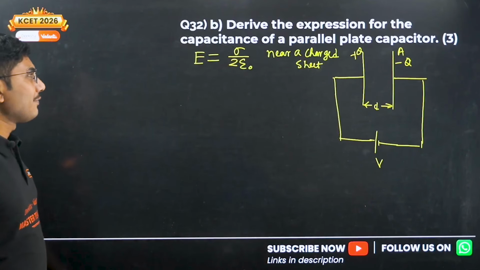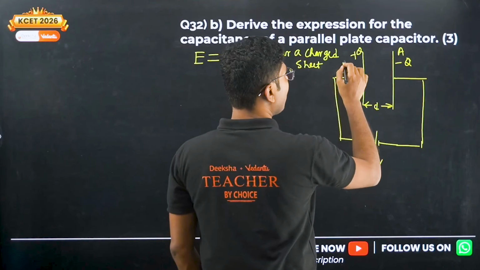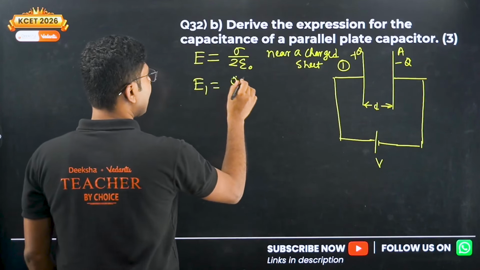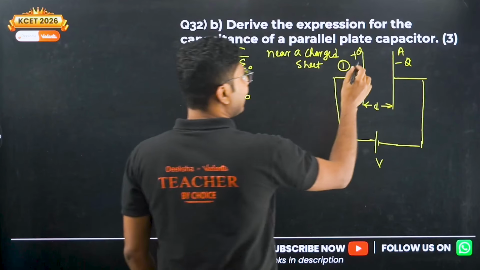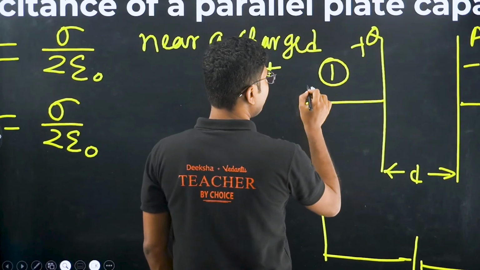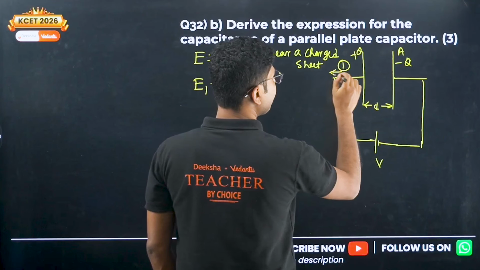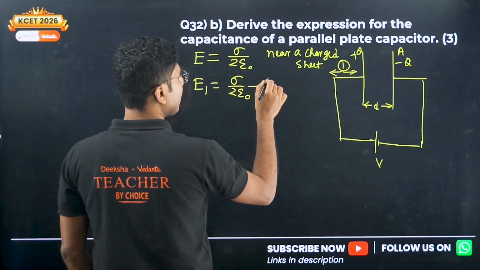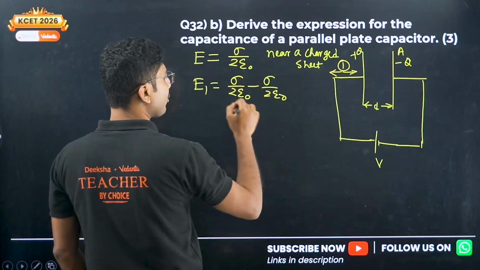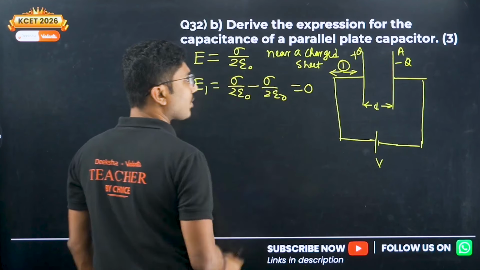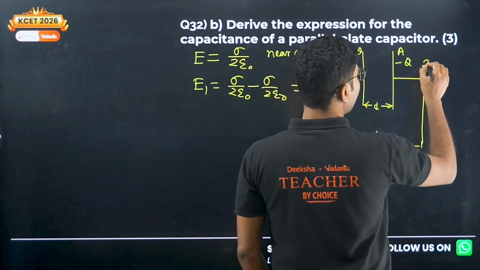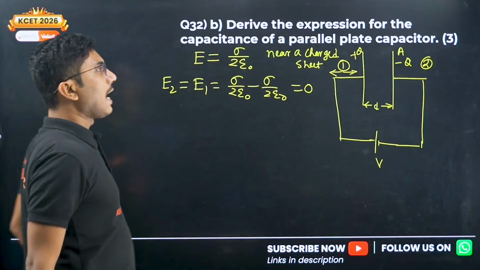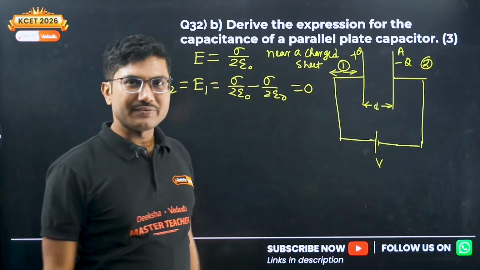Okay, now electric field here, if you consider zone number 1, the electric field in zone number 1 is given by sigma by 2 epsilon naught due to this positive charge, which will be away from it. Similarly, the electric field due to this negative charge will be towards it. So sigma by 2 epsilon naught minus sigma by 2 epsilon naught, the first due to the positive charge and the second due to the negative charge, will be 0. Similarly, if you consider zone number 2, you will get the same result. So E2 and E1 will be equal, and outside the capacitor plates the net electric field will be 0.